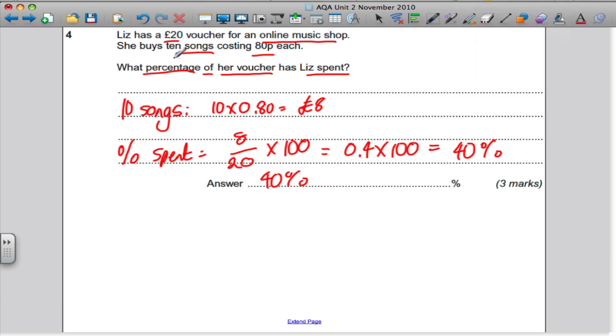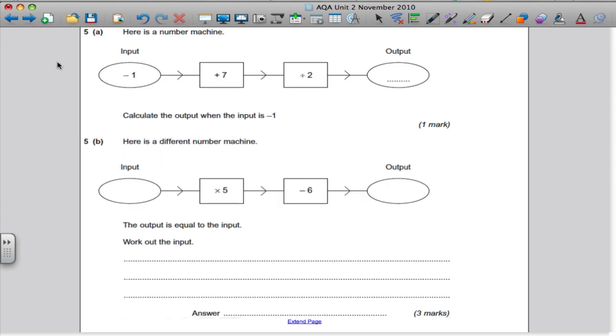Again, nice straightforward question. Moving on to question 5. We've seen lots of these number machines. You put input numbers in, you get output numbers out by doing the rules that they tell you that the machine does in the correct order. Calculate the output when you put in -1. So you start with -1. You add 7 and you would get 6. You divide by 2 and you would get 3. So the output is 3. Nice, simple. The output when the input is -1 is 3.